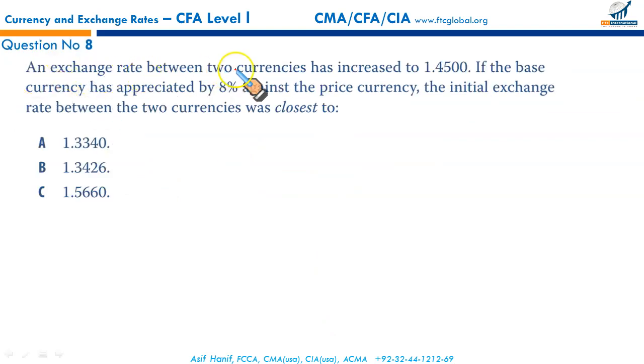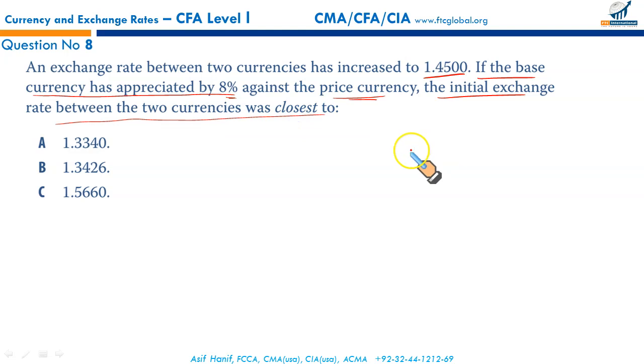An exchange rate between two currencies has increased to 1.45 from some earlier number. If the base currency has appreciated by 8% against the price currency, the initial exchange rate between the two currencies was closest to what? So the quickest way to do a question like this is just take base currency versus the price currency. You will never make a mistake if you use this approach.